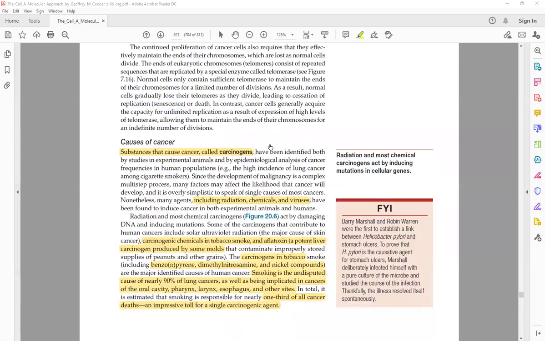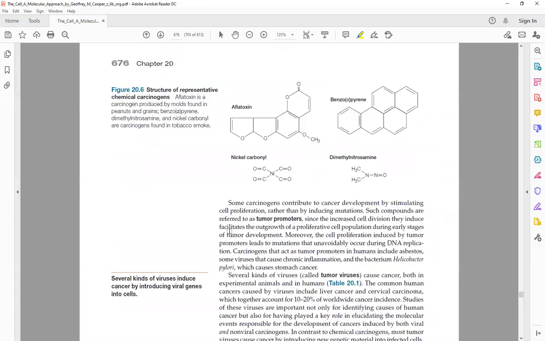Next. The first cancer-related discovery was by Barry Marshall and Robin Warren, when they first established a link between Helicobacter pylori and stomach cancer. They infected themselves with Helicobacter pylori, the causative agent of stomach ulcers. Marshall deliberately infected himself with a pure culture of the microbe and studied the course of the infection. For their great studies, they were awarded the Nobel Prize. They were also awarded the prize because they were the first pioneers to prove that there were biological agents responsible for the development of cancer-type diseases.